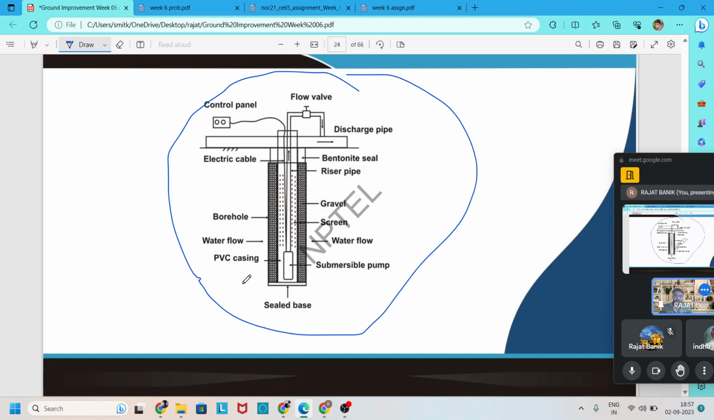If you see, one pump is inserted below the groundwater, below the surface. This pump collects water from the surrounding soil at depth, and only water passes through this screen, and then through some piping arrangement this water is collected or discharged from the soil through a bulb or something like that. This is the submersible deep well technique.